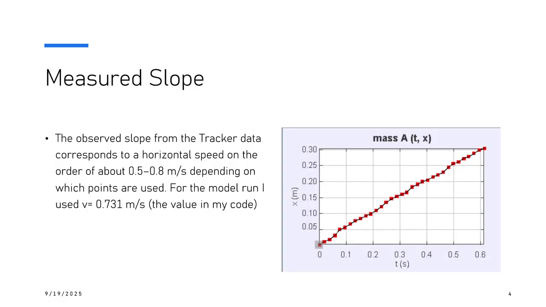Here is my position versus time graph from my Tracker data. The points fall almost on a straight line, which shows that the object's velocity is constant. The slope of this line gives the velocity.